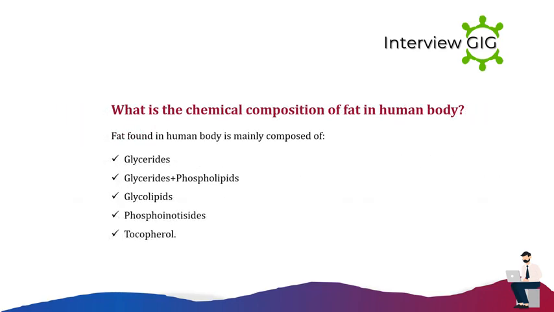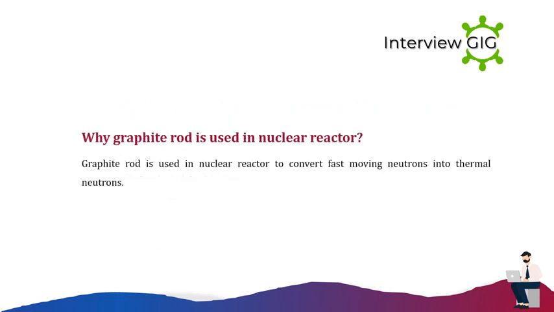What is the chemical composition of fat in the human body? Fat found in the human body is mainly composed of glycerides plus phospholipids, glycolipids, phosphoinositides, tocopherol. Why is a graphite rod used in a nuclear reactor? Graphite rod is used in a nuclear reactor to convert fast-moving neutrons into thermal neutrons.